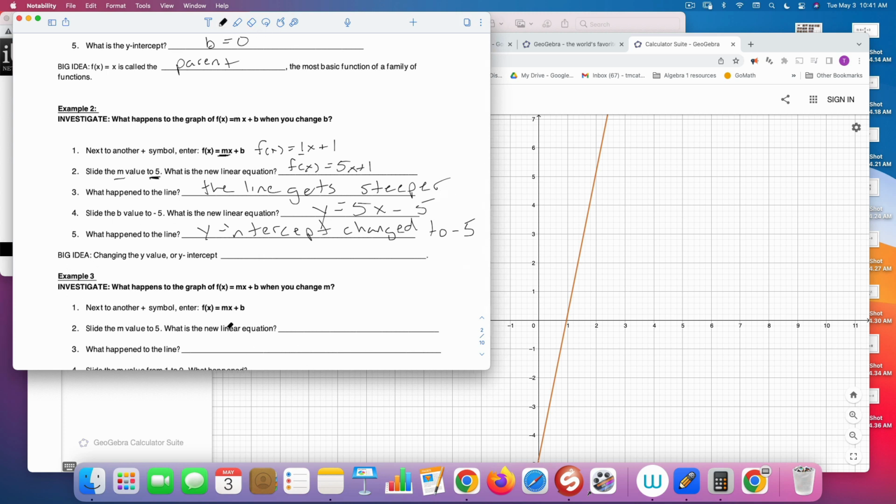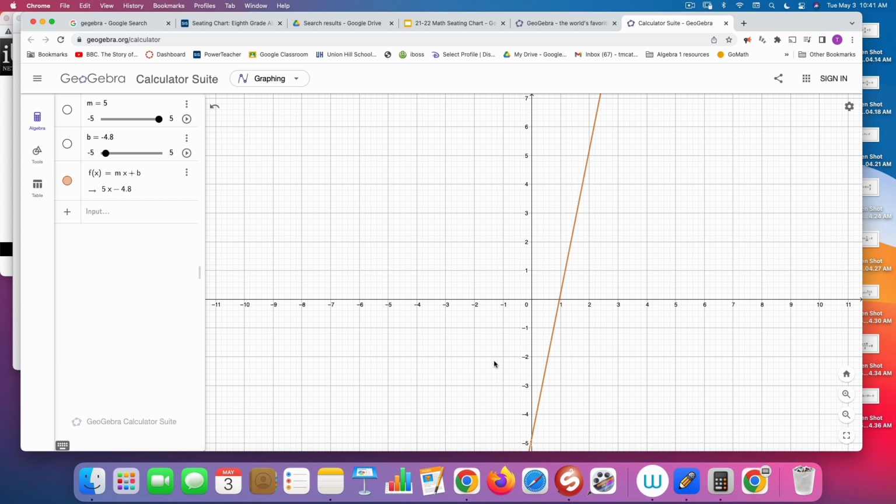Okay, so your big idea, changing the y value or the y-intercept, moves the graph up or down. Oh, you know what? That's interesting. So it looks like it's left or right, but it's actually moving from this point down. It looks like it's kind of transporting, but when we talk about the y-intercept, we want to focus on where it's crossing the y. So this point is moving up.